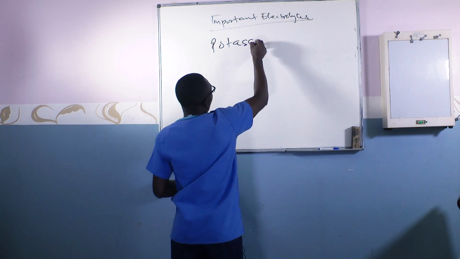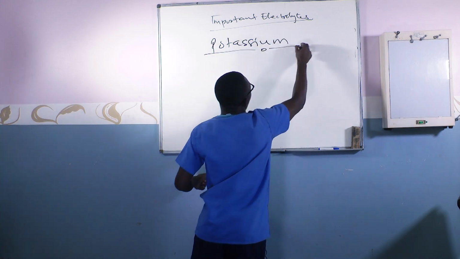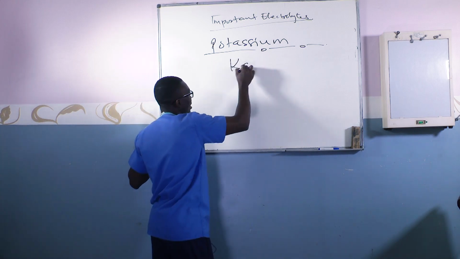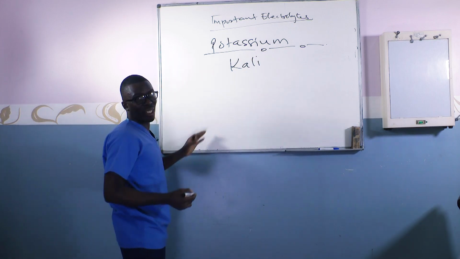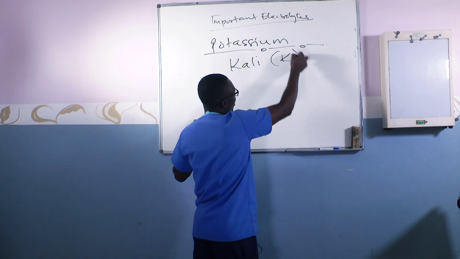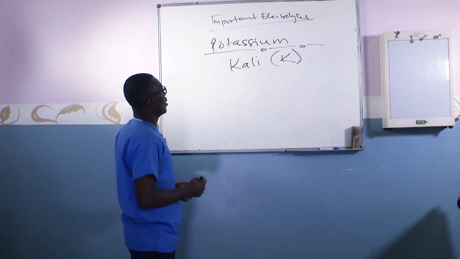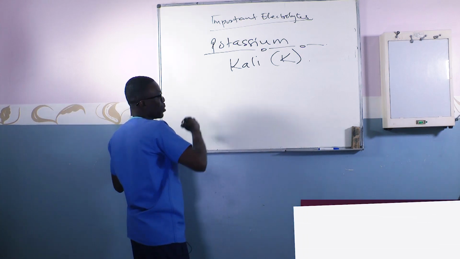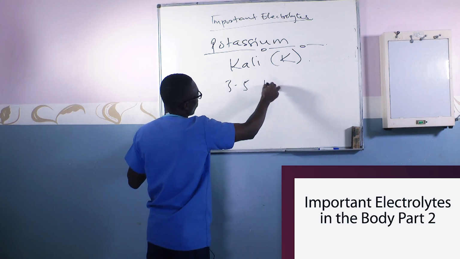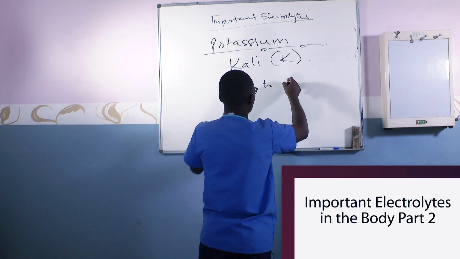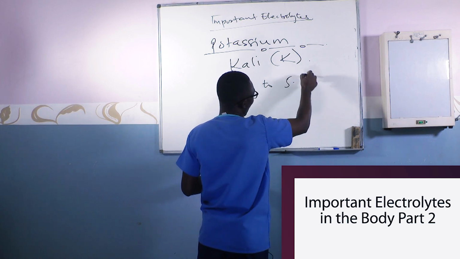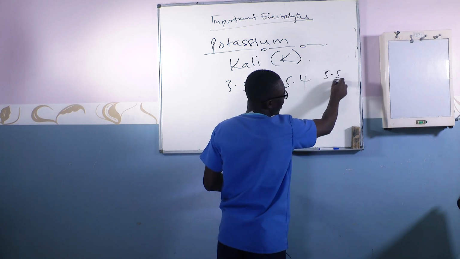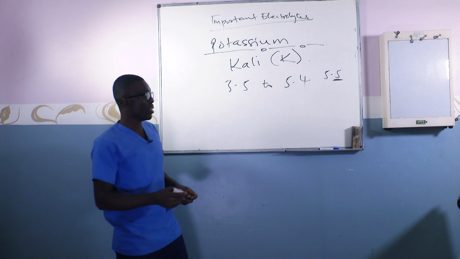Potassium. The original name, or the native name, of potassium is Kali. So that is why the symbol of potassium is what? K. Then we are saying that the potassium level is between 3.5 to 5.4. In most books, it might end in 5.5, but it shouldn't exceed this 5.5 figure. Millimole per liter.